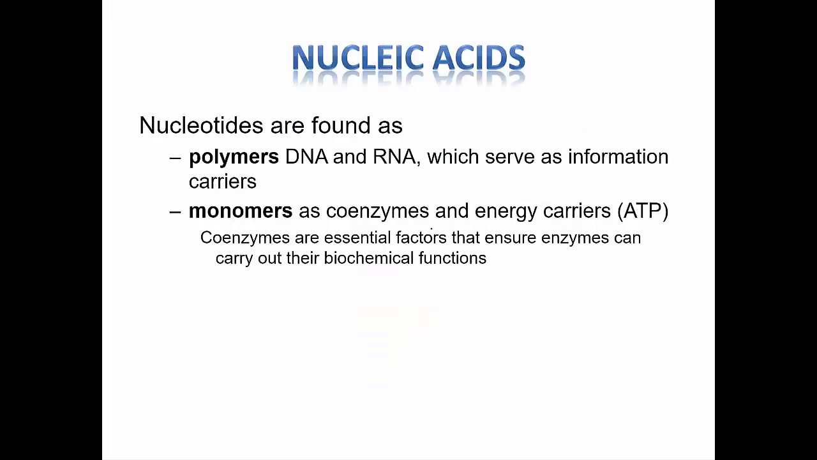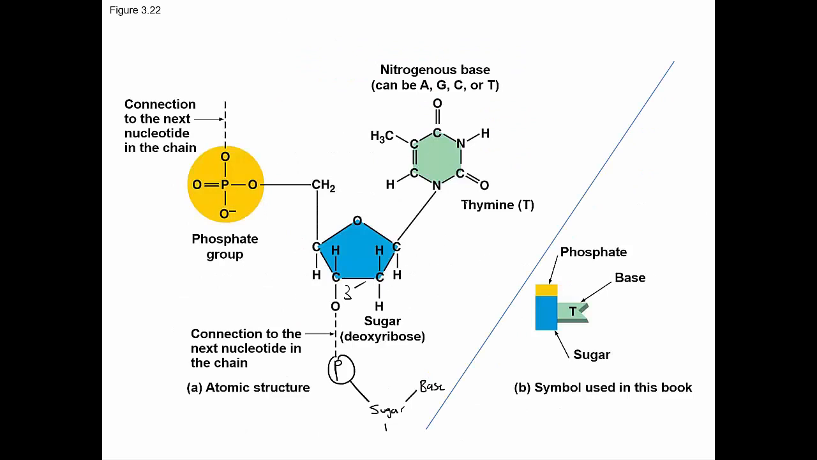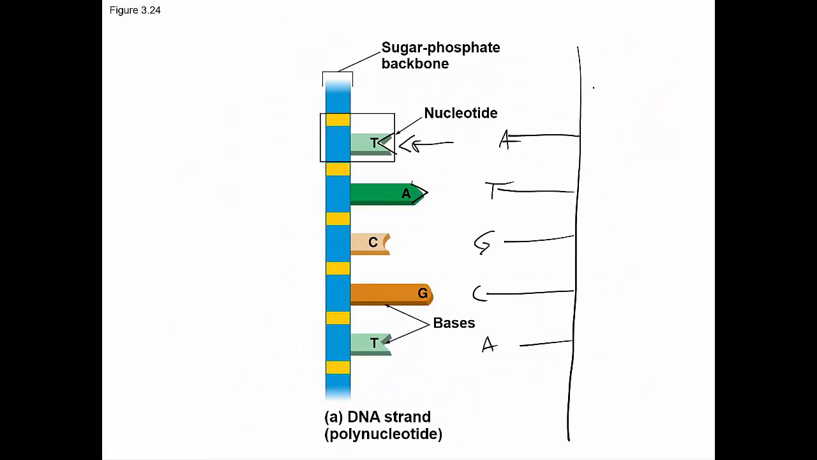Now, as I said, nucleotides are found as polymers, and the polymers store information. The monomers themselves actually function as enzyme helpers, or coenzymes, and they can carry energy. You've probably heard of ATP. All ATP is, is a nucleotide, but with an A, and instead of 1 phosphate, there are 3. ATP stands for adenosine triphosphate. This is the energy unit of the cell, like the dollar bill. Makes the world go round.